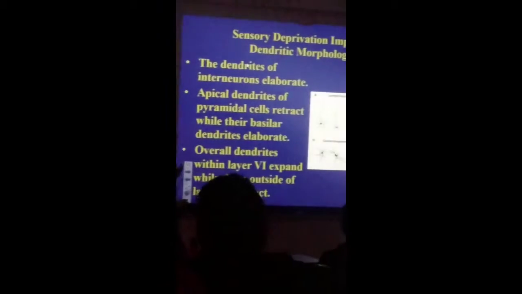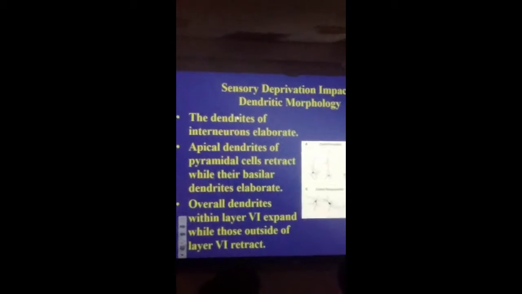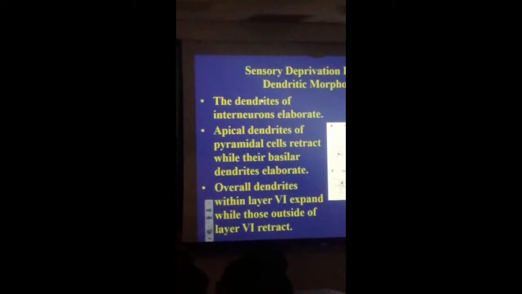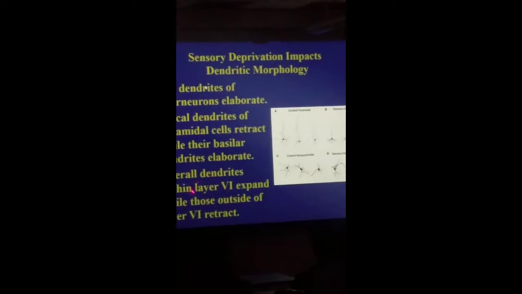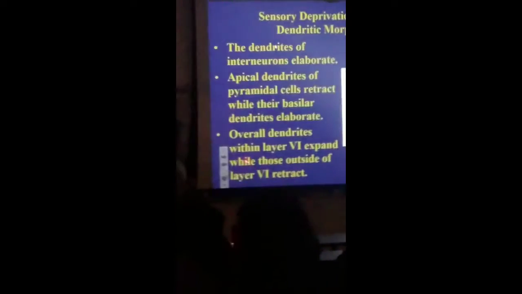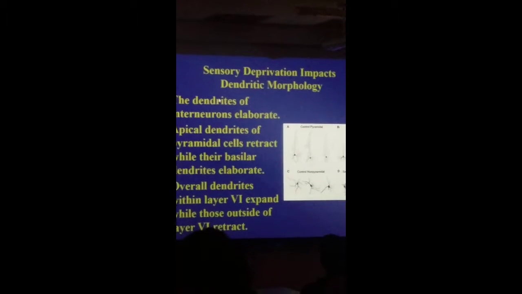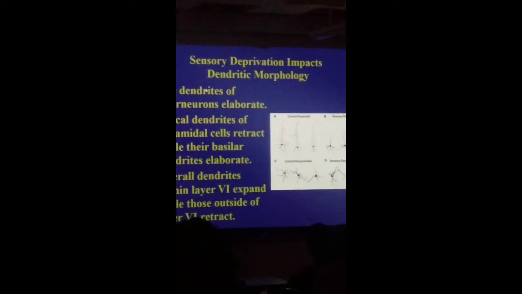So the dendrites of interneurons elaborate following trimming. The apical dendrites retract. You can really see that nicely here, in a couple of cells. And overall, dendrites within layer 6, which is where we look, expand, while those that go outside layer 6, like these apical dendrites extending up, retract.